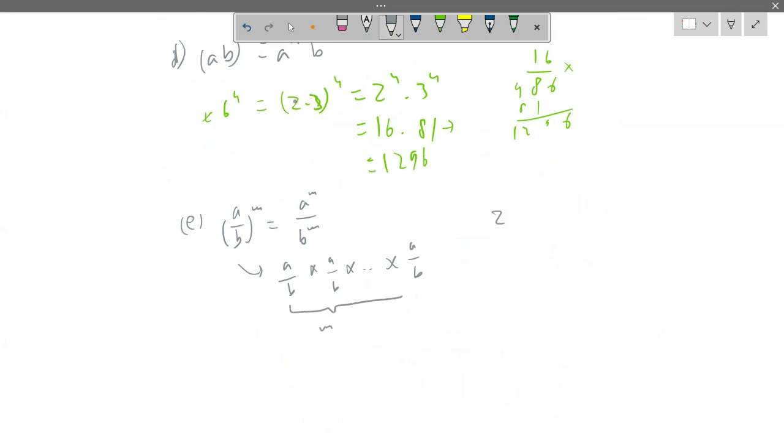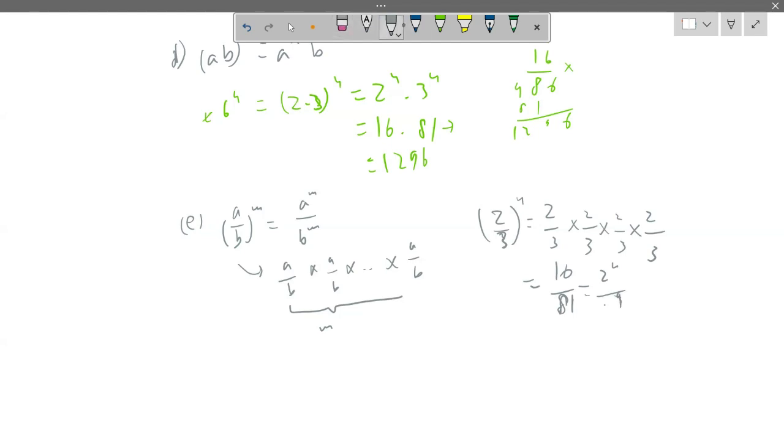So for instance, if you want to find 2 over 3 to the power of 4, this is simply multiplying 2 over 3 four times by itself. And you should know that the numerator is 16 and the denominator is 81, which is the same thing as 2 to the power of 4 over 3 to the power of 4.